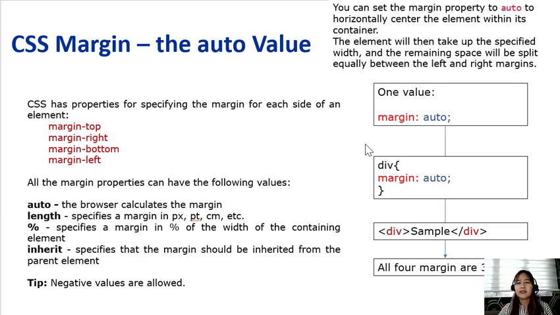Okay, now you can also use auto. When you specify auto, it means that you could horizontally center the element within its container. So automatically, it will be the job of your browser to control where the content will be placed. So the element will then take up the specified width, and the remaining space will be split equally between the left and the right margin, and that is the purpose of your auto, which is another value that you could indicate.